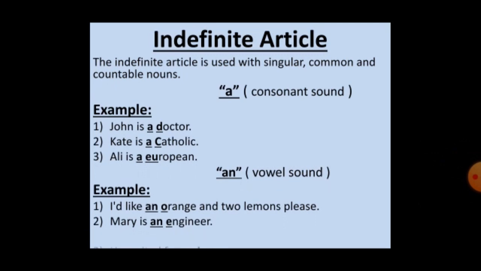Okay students, so here comes the last one. He waited for an hour. Hour starts with H, but the H sound is silent. That's why it gives a vowel sound, so that's why "an" is put here. Okay students, this is our indefinite article. We now move towards our definite article.